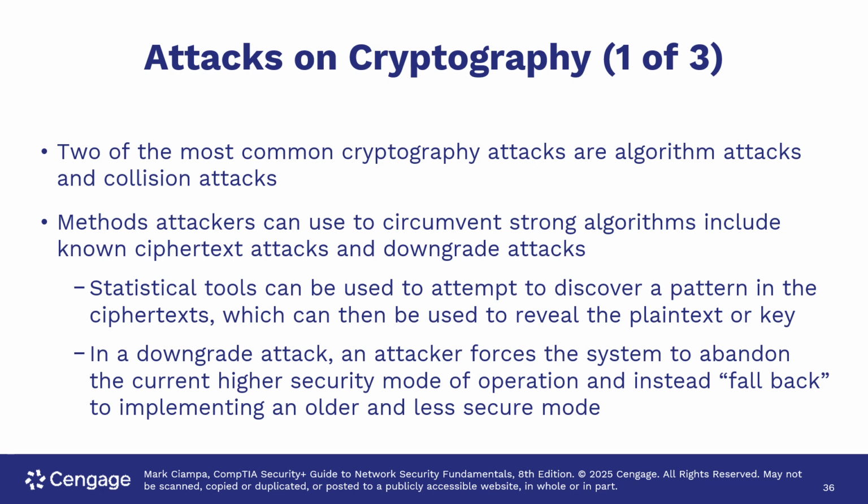There are attacks because everybody wants to know everything about everybody else. So if you got the door locked, that's only going to make me try harder to break in. That's what some of these attackers will say. Two of the most common cryptographic attacks are algorithm attacks and collision attacks. Most method attackers can circumvent strong algorithms, including known cipher attacks and downgrade attacks. So let's take some of these and look at them.